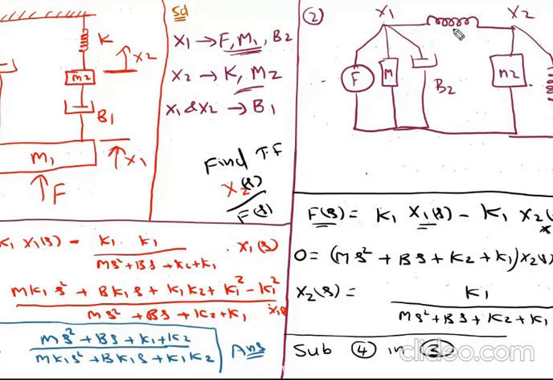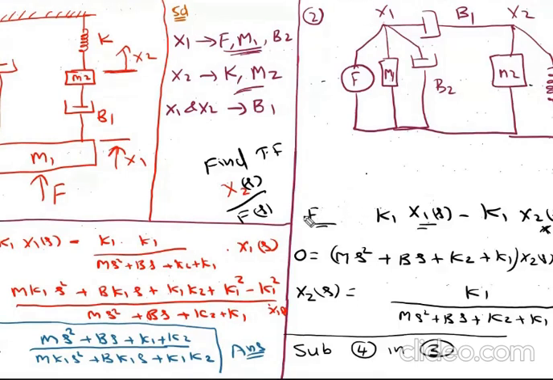So the common element is B1. In this case B1. This is M1, force, M2. Now writing the equations. There are two nodes, hence we write separate equations for each. So first at node 1, at node x1, what equation will you get?